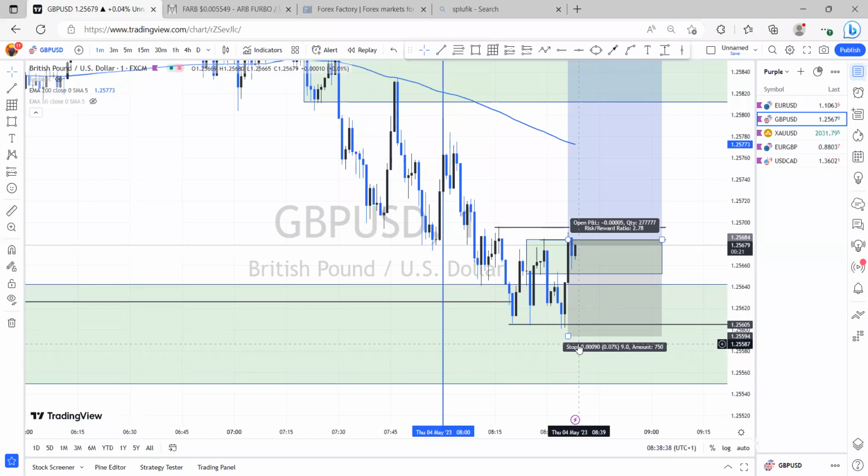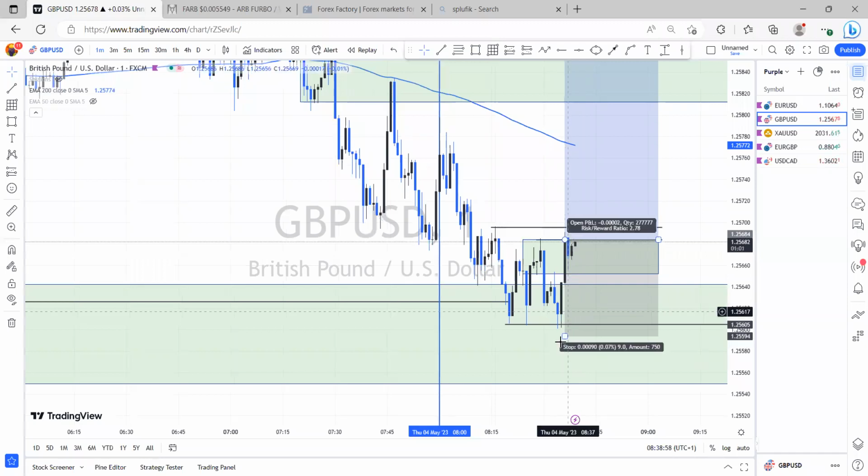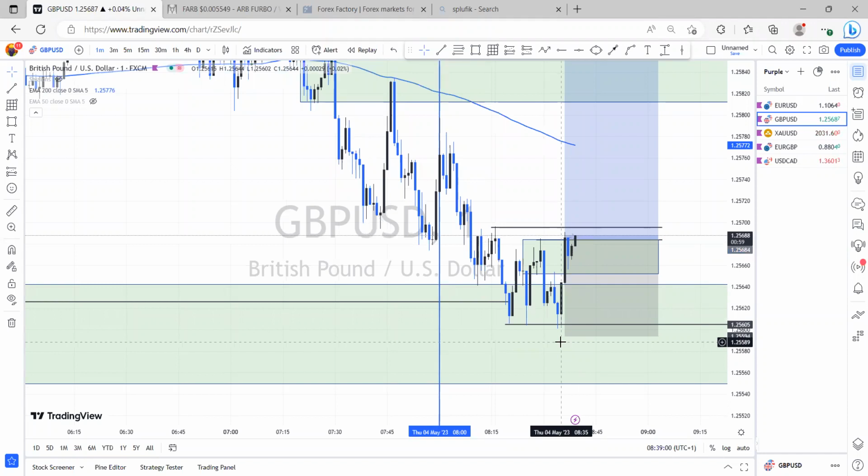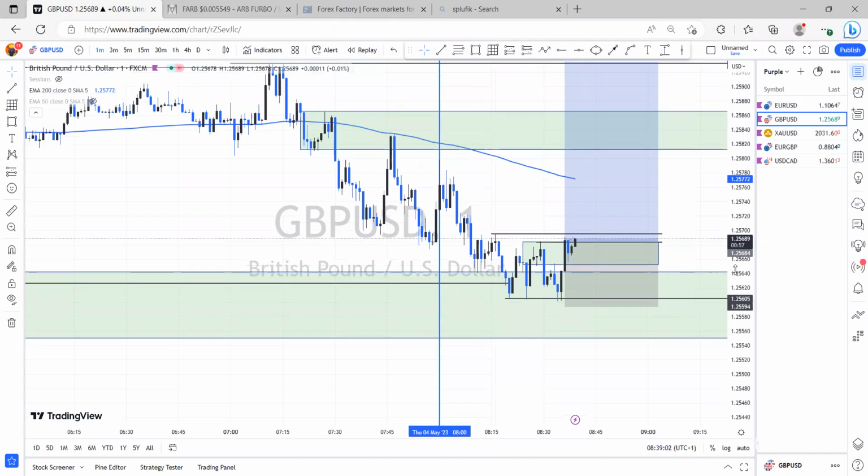So our stop loss will be at 1.25594. 1.25594. Okay, so mind you, always have a stop loss, because the market is not your father's property. Always have a stop loss, guys. Always have a stop loss.